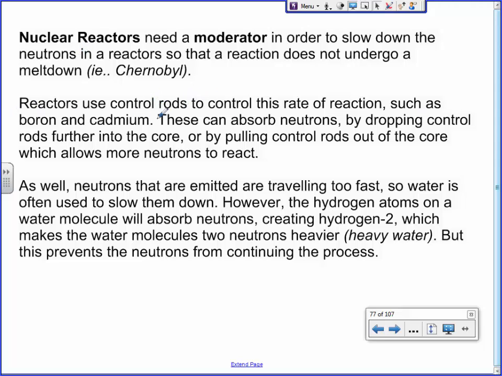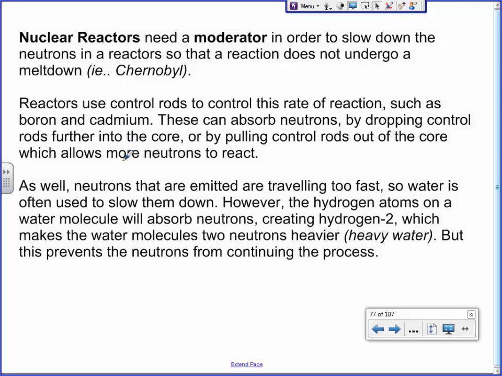They could either use, say, boron or cadmium, and their goal is to absorb the neutrons. Right? And then what they do is they drop these rods down into the core, or they pull the rods out. So if you want to let it speed back up again, then you pull the rods back out, and the neutrons are allowed to fly free. If it's getting away from you, drop these rods down into the nuclear reaction, and hopefully either this boron or this cadmium can absorb some of those neutrons.